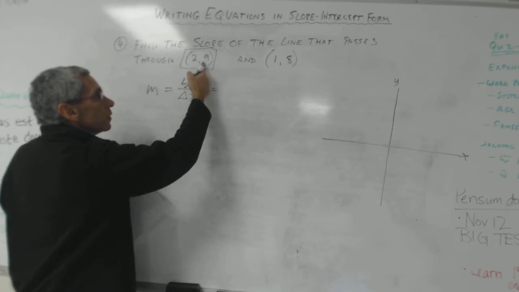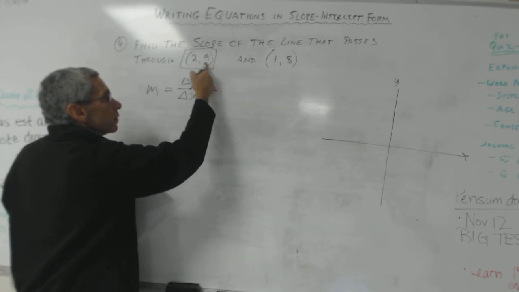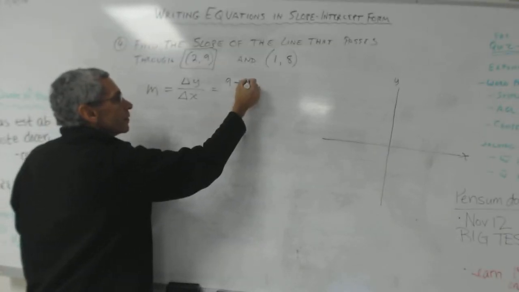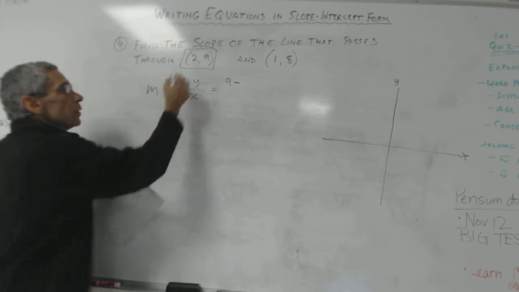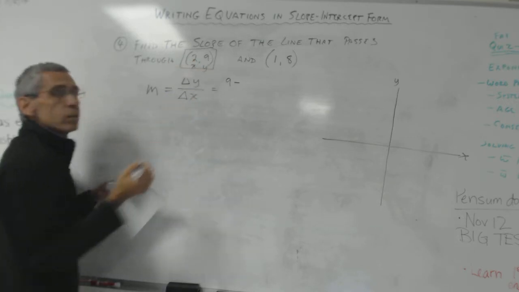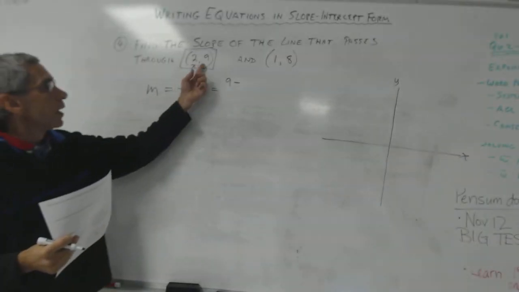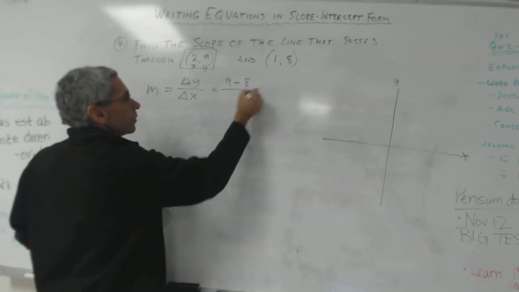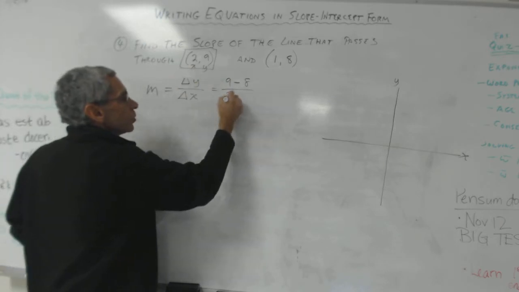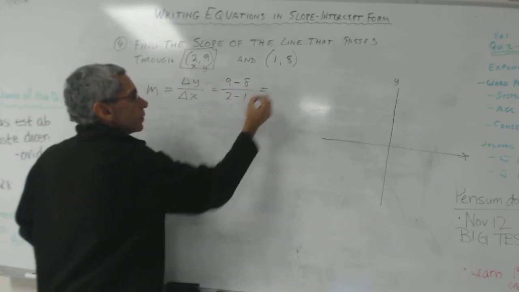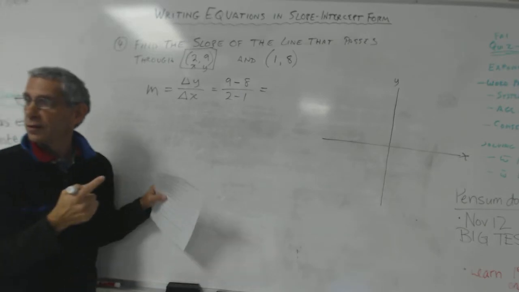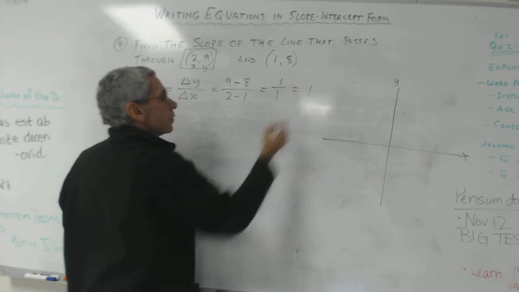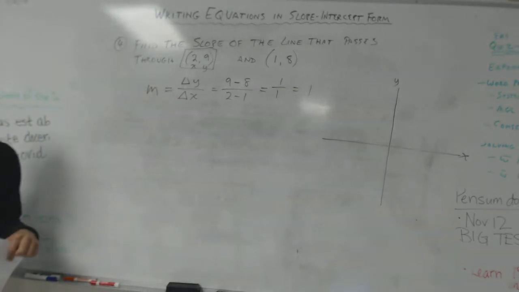You would put the 9. Oh, sorry, not -2. Wait, -8. 9. That's the y minus that y. 9 minus 8 over 2 minus 1. Okay, I'm on track now. I swear. So what's the answer? The answer is 1 over 1. Right? Yes. Awesome. Good.